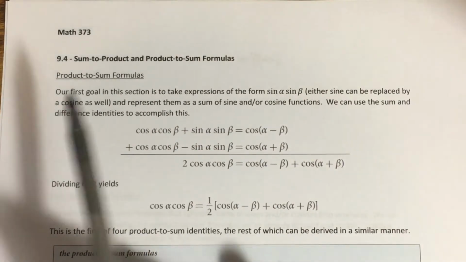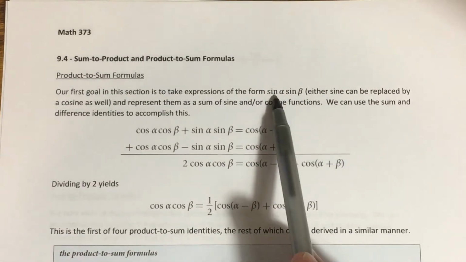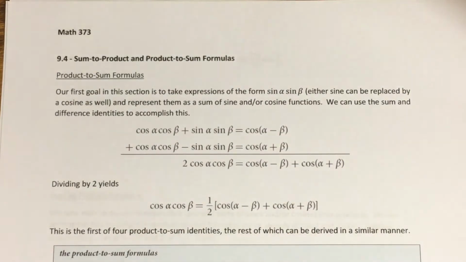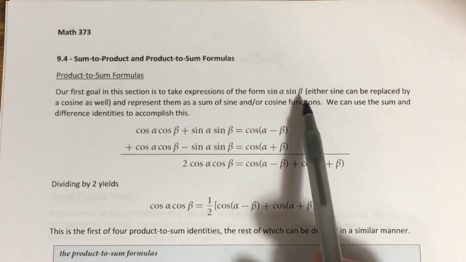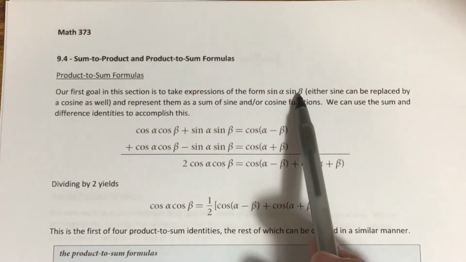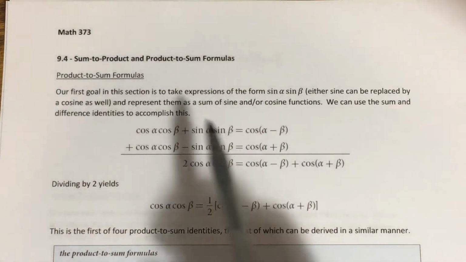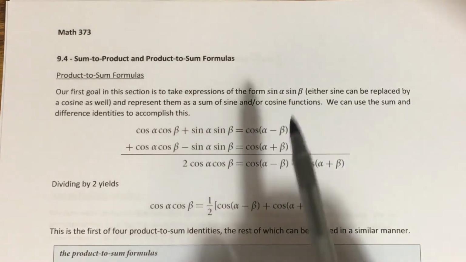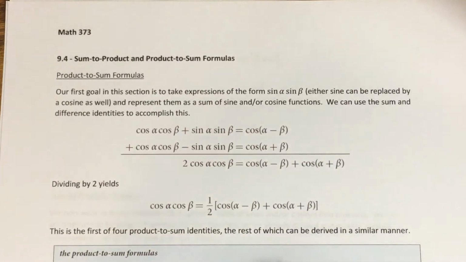Product to sum formulas. What we're doing is we're starting with an expression that looks like a product of sines or cosines. So something like sine of alpha times sine of beta, or it could look like sine of alpha times cosine of beta, or they could be both cosines or whatever. But the point is that we're looking at a product of sines and or cosines. And the angles can be two different angles. Alpha and beta is what we're seeing here. What we want to do is find a way to take that product and represent it as a sum of trigonometric functions, sines and cosines in particular.